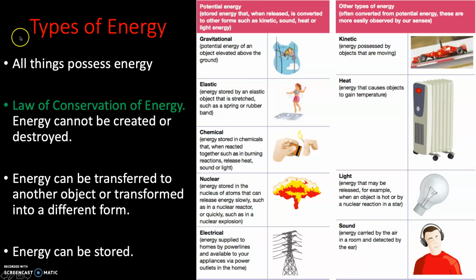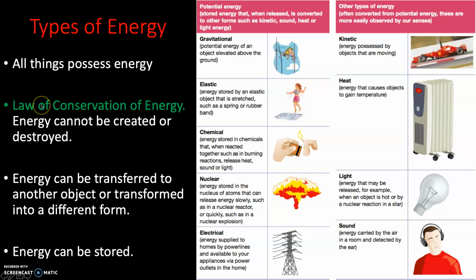So on this slide, I've got types of energy that I want to teach you in this lesson. Let's start with basics. First off, all things possess energy. So everything that you see around you, even if it's a Lego brick, for example, any object that you can pick up has energy stored within its atoms, within its bonds. So all the things around you that you see, all things possess energy.